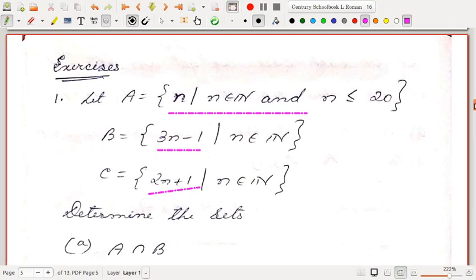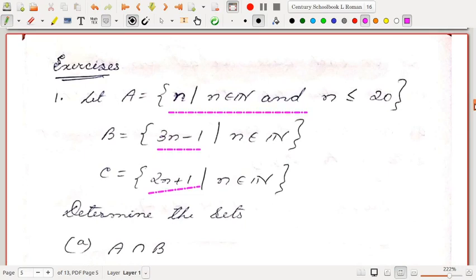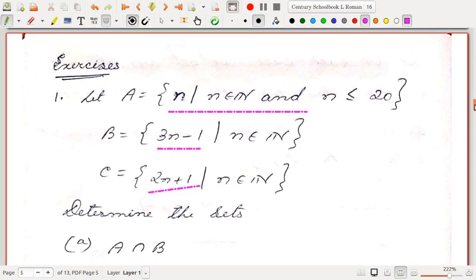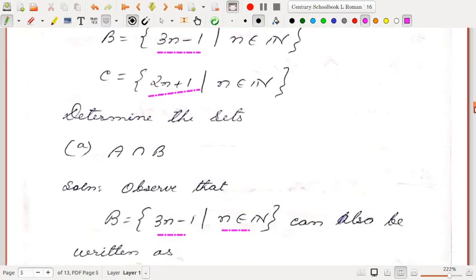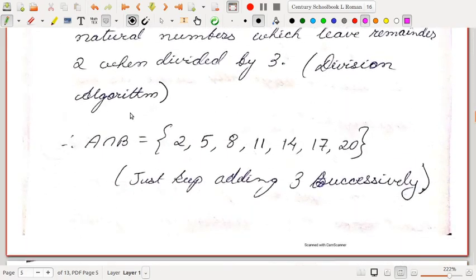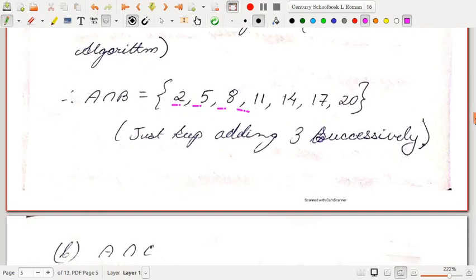Okay, so what will be A intersection B? A intersection B will be the common of these two. So the numbers will be less than or equal to 20, and the numbers should leave remainder 2 when divided by 3. So easily we can list the elements now: 2, 5, 8, 11, 14, 17 and 20. Okay, so the first one is the remainder. The other elements are obtained just by adding 3. Keep on adding 3 to each of these, you will get the numbers successively. Okay, so A intersection B is this.